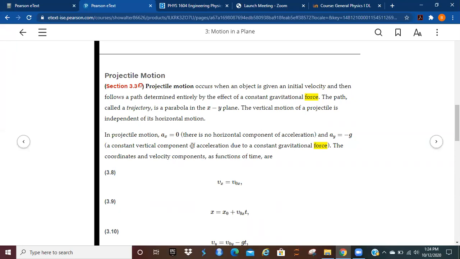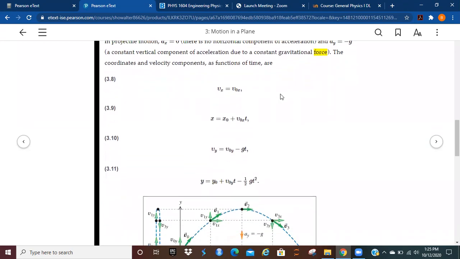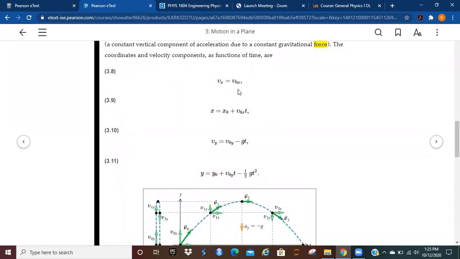In projectile motion, the acceleration in the x direction is going to be 0. There is no horizontal component of acceleration. And the acceleration in the y direction is going to be given by minus g. It's a constant vertical component of acceleration due to constant gravitational force. So the coordinates and velocity components as functions of time are set up such that the velocity in the x direction is the same as when it started. If there's no acceleration, there's no reason it would change.